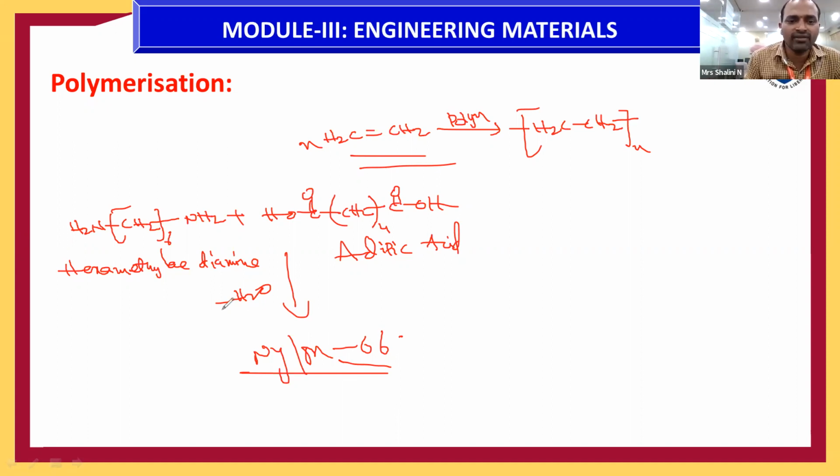So here, polymerization is a chemical reaction in which single monomers are combined to form a large molecule or giant molecule, with or without elimination. Without elimination is polythene, with elimination is nylon 6,6. This process is called polymerization.